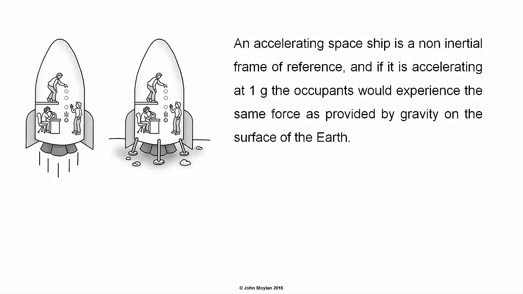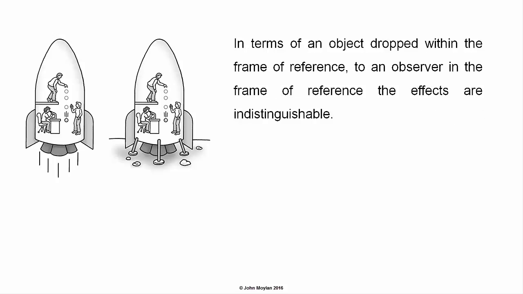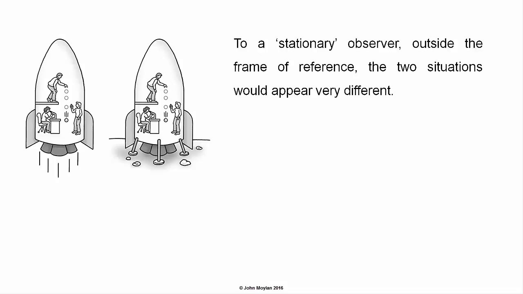An accelerating spaceship is a non-inertial frame of reference, and if it is accelerating at 1g, the occupants would experience the same force as provided by gravity on the surface of the Earth. In terms of an object dropped within the frame of reference, to an observer in the frame of reference, the effects would be indistinguishable. To a stationary observer outside the frame of reference, the two situations would appear very different.